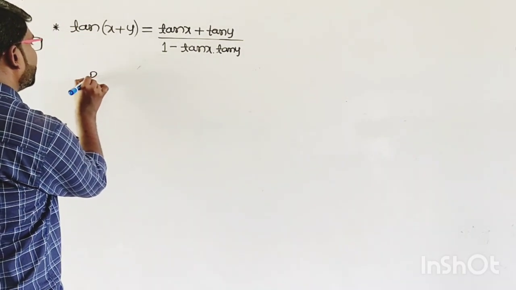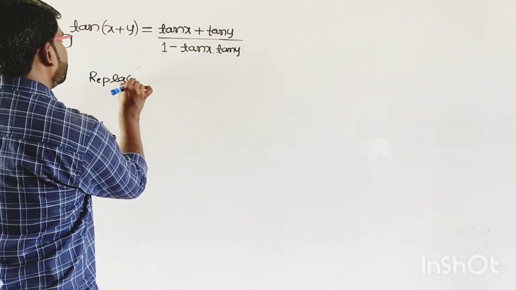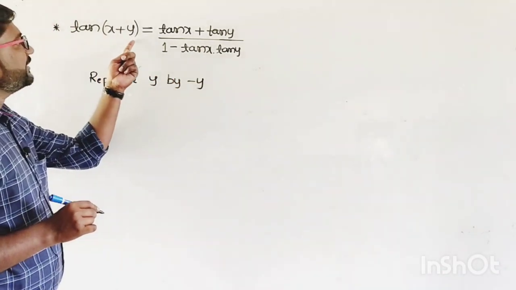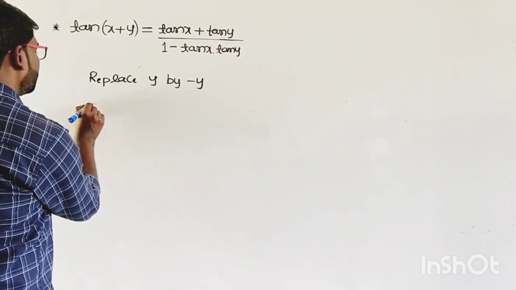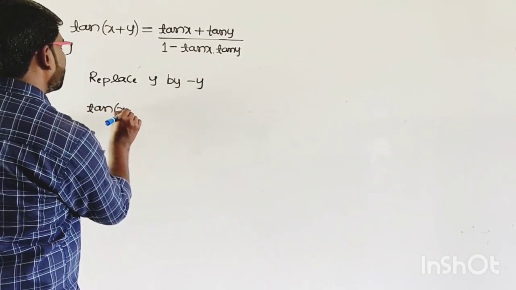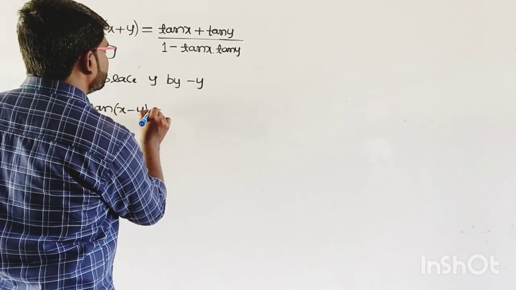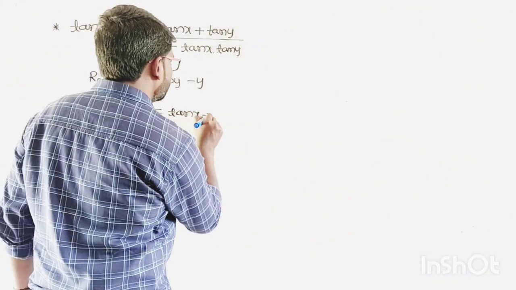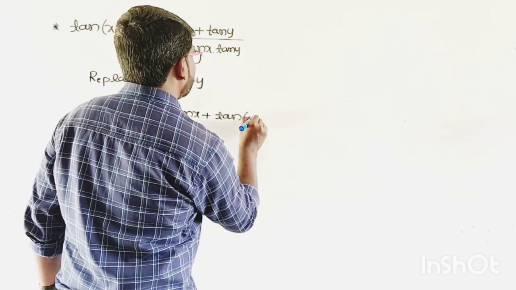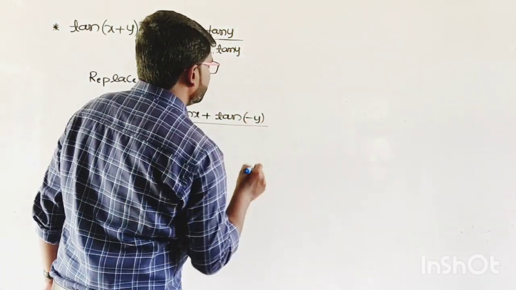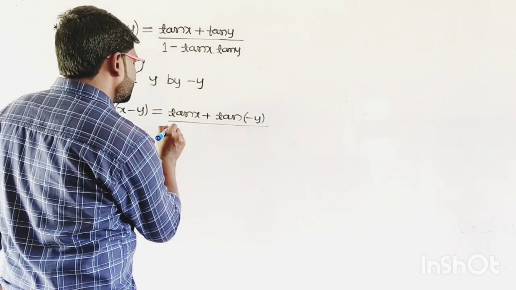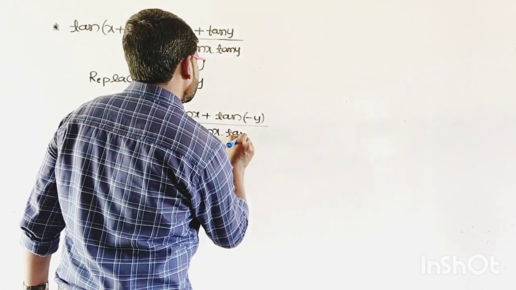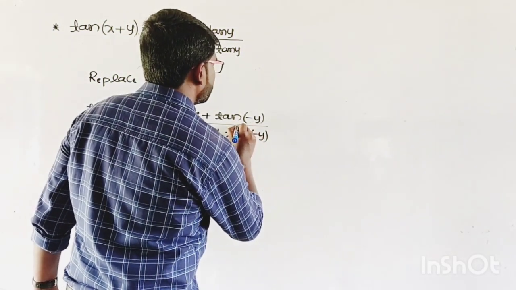See here, replace y by minus y. That means in place of y we have to write minus y. So what do we get now? Tan of x minus y is equal to tan x plus tan of minus y divided by 1 minus tan x into tan of minus y.